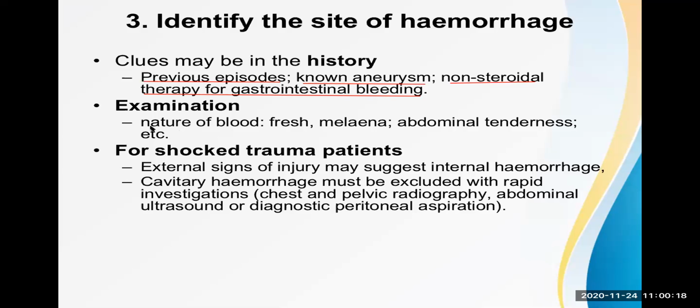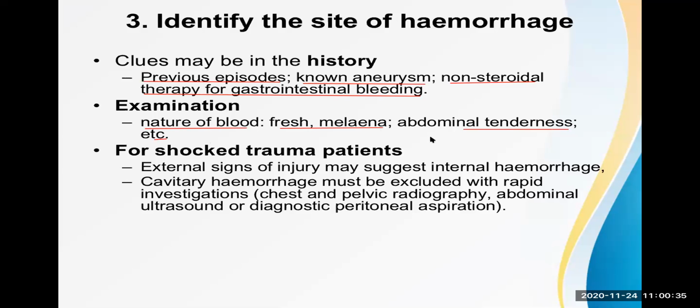During the examination, examine for the nature of the blood. That is, whether it is fresh, or whether it is black in color, black tarry colored blood, which is known as melena. There is abdominal tenderness, etc.